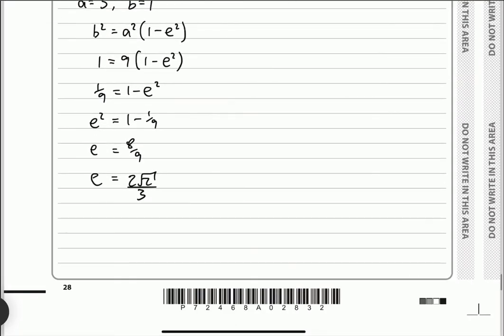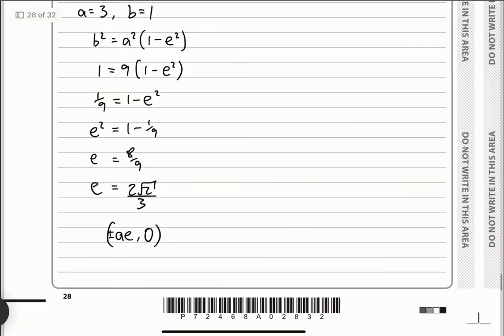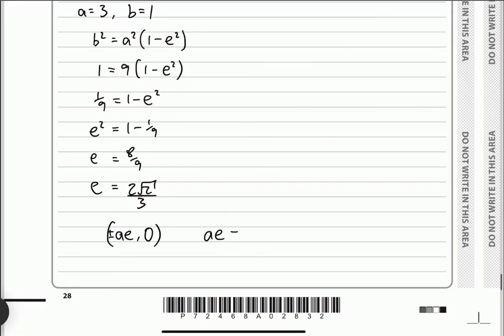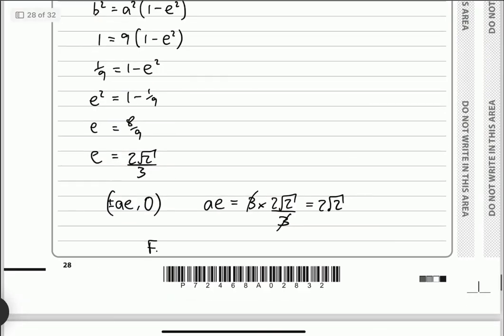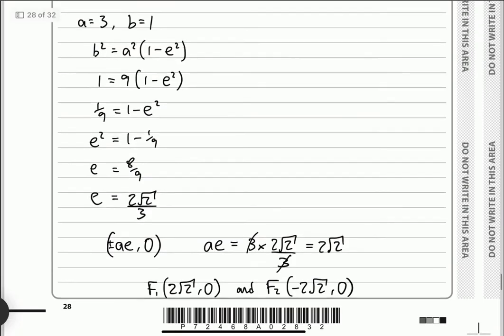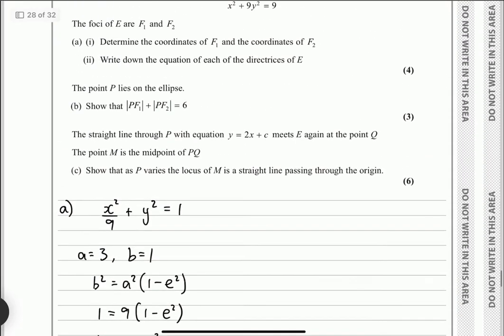Now e itself is a positive number, but when we get the coordinates of F1 and F2, we're using plus or minus ae, 0, where we know a is 3 and e is 2 root 2 over 3, which gives 2 root 2. So F1 is (2 root 2, 0), and F2 is (minus 2 root 2, 0). These are the coordinates of the two focus points.